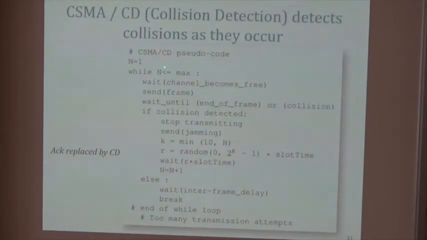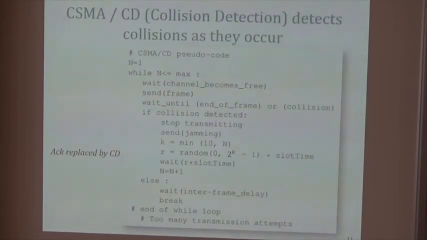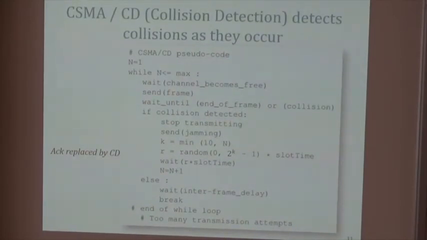So what this says is, like before, you listen and wait until the channel becomes free, send a frame, and then you listen. While sending, you listen. If there is a collision, it is typically heard because the received signal is higher than the noise plus the signal that you are transmitting. Then you stop transmitting, you send jamming. Sending jamming simply means that you continue transmitting for a short amount of time to make sure that the collision is reliably detected by all other systems.